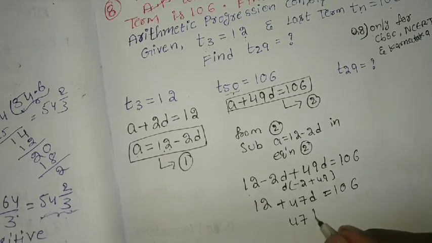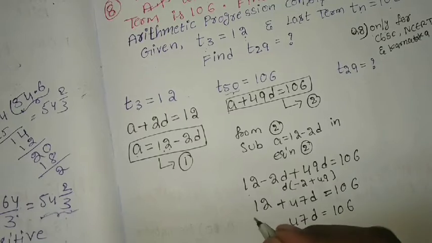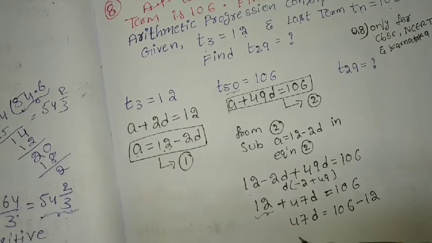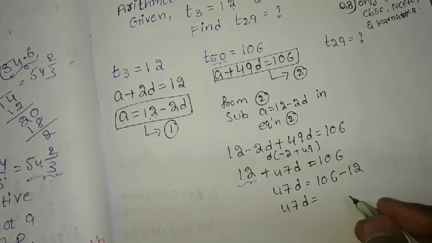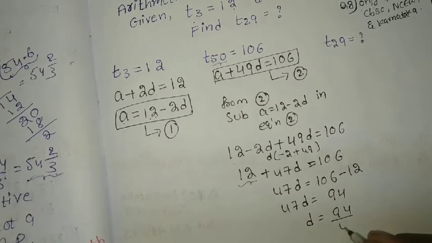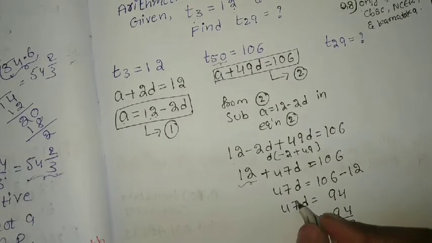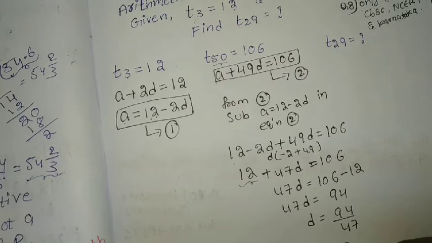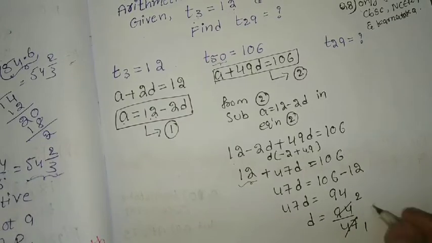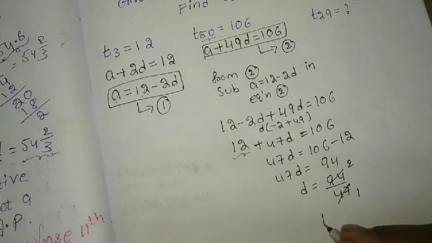So 47d is equal to 106 minus 12. Okay. So 47d is equal to, what is 106 minus 12? That is 94. What is d here? 94 divided by 47. Otherwise you can cancel here itself. There is no problem. 47 ones are 47, 47 twos are 94. So what is the common difference here? d is equal to 2.